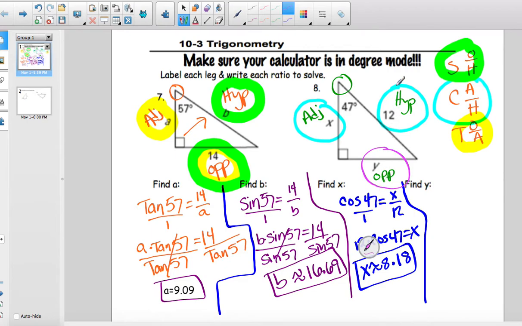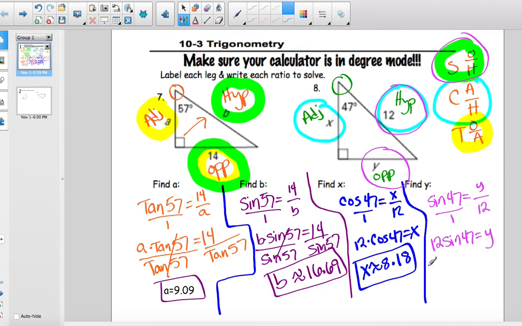So I am wanting to find y. I am going to use the hypotenuse that I was given at the beginning. This is O and H. O and H is the sine function. So I'm using the sine function again right here, which is sine 47 equals the opposite over the hypotenuse. Put this over 1, cross multiply to get your solving going.